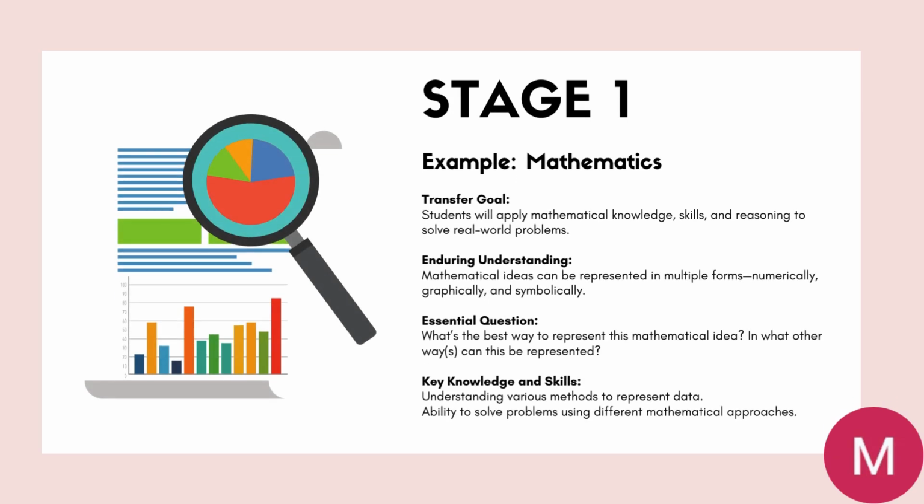An example of this I use throughout the presentation for backward design is in mathematics. So the transfer goal: they will be able to apply their reasoning to real world problems, ensuring understanding that they can represent it in multiple forms, whether numerically, graphically, or symbolically. The essential question: what's the best way to represent this idea? How can it be represented in other ways? And the key knowledge and skill being that they can understand different ways to represent data and solve problems using different approaches.